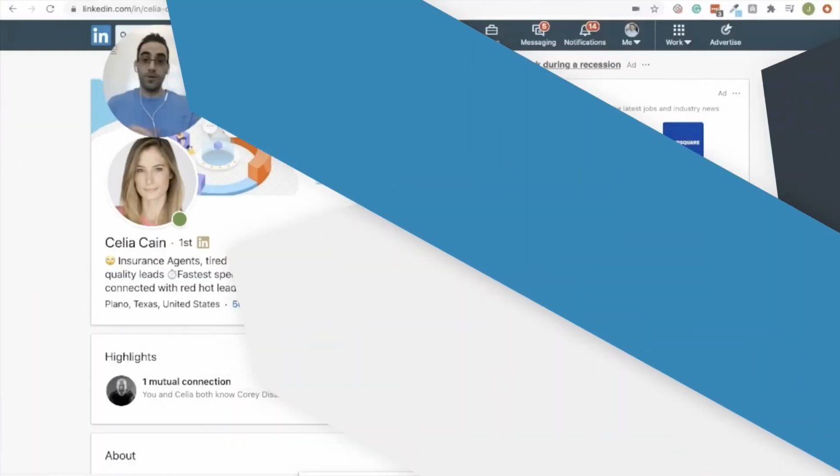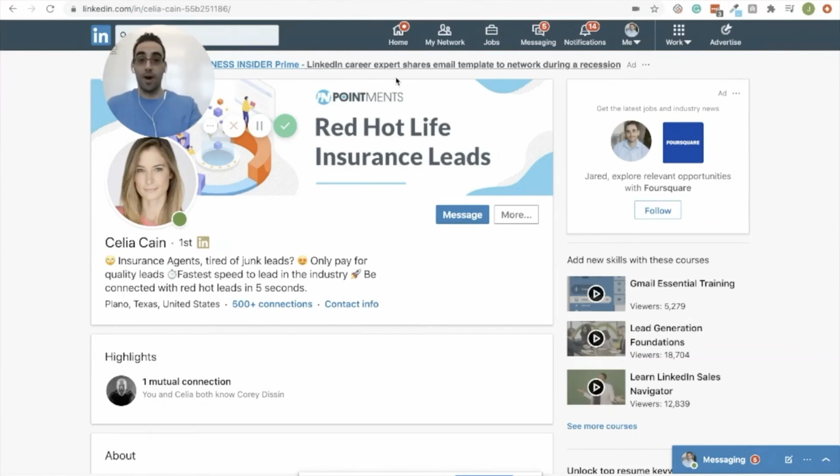Let's take a look. First up, you need to make sure that you have a proper header image. It's got to be professional, and it has to communicate the core offer, the core concept that you are pitching to them. It needs to be simple. They need to be able to understand what it's about in a glance, and it's got to be clean. And it's very straightforward. Red hot life insurance leads. If you sell life insurance, that should captivate your attention. You should understand what this person is all about.